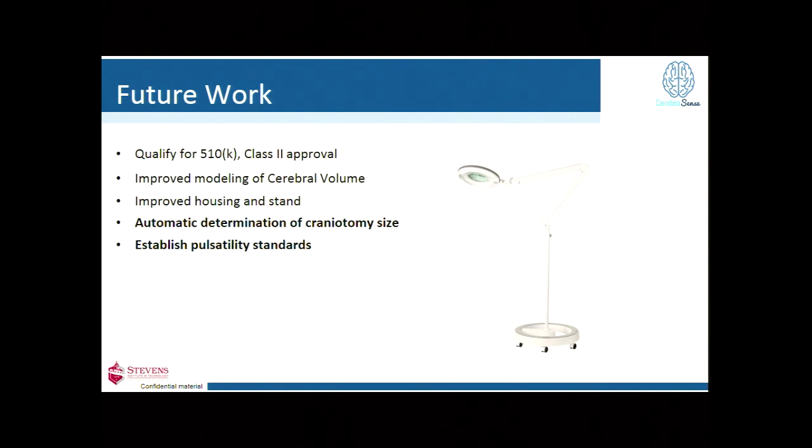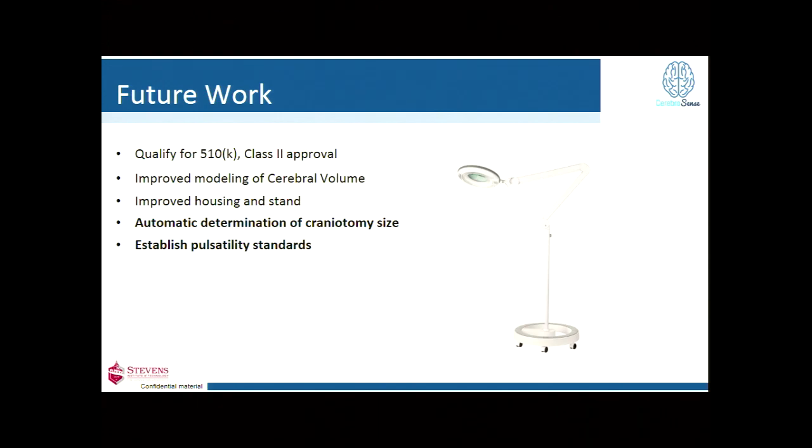Then we need to automate the determination of craniotomy size. So right now, the surgeon will actually use a ruler to measure the craniotomy size. That's done all the time. And we're hoping to use the camera that we implemented to use computer vision to measure the size automatically. And finally, probably most important, is to establish a pulsatility standard.